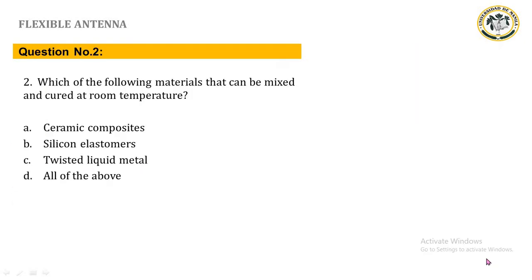So next. Question number 2. Which of the following materials can be mixed and cured at room temperature? A. Ceramic composite. B. Silicon elastomer. C. Twisted liquid metal. D. All of the above. The correct answer is letter B, silicon elastomers. Next.